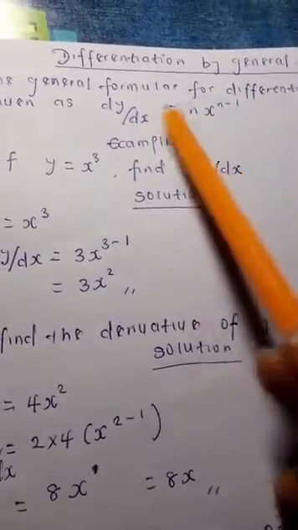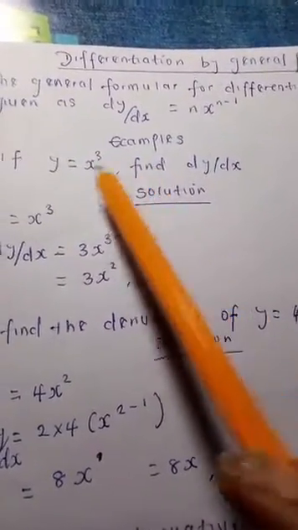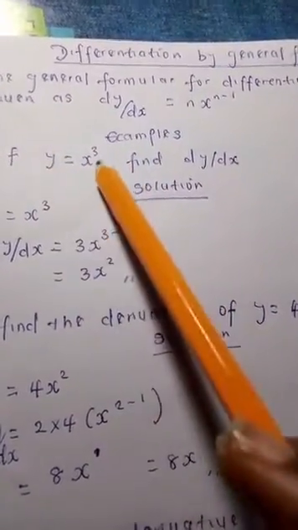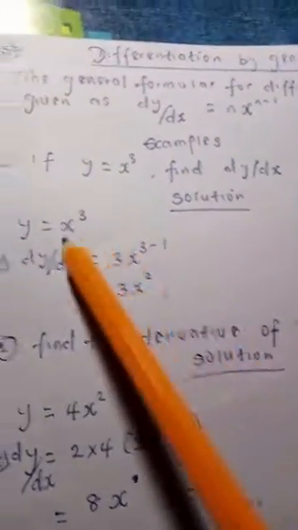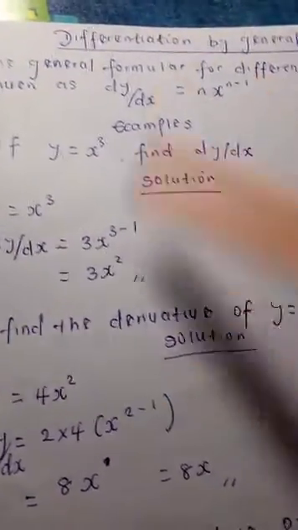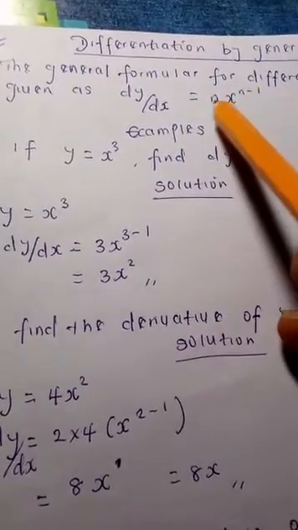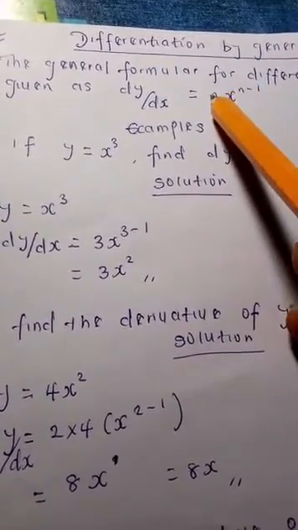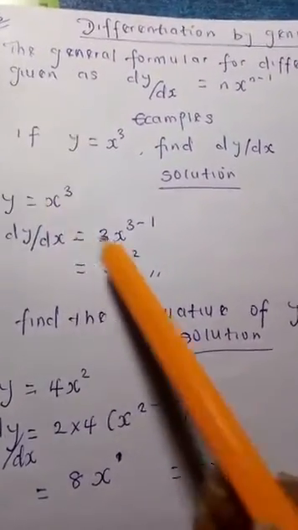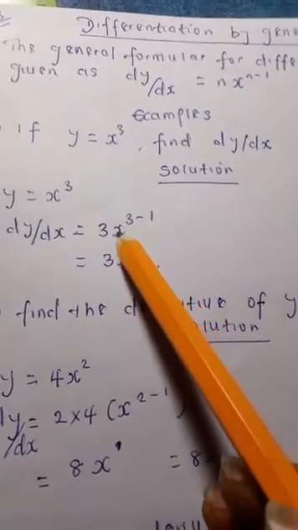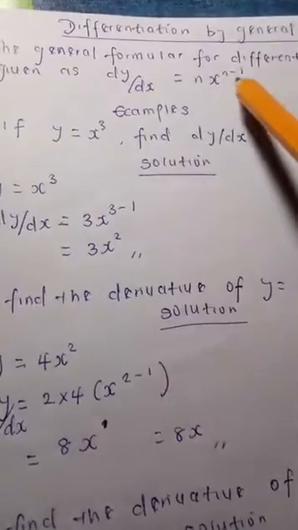This is the formula. So for example, if y equals x raised to power 3, remember we did it from the first principle that time. But now if y equals x raised to power 3, find dy/dx. So we're going to use our formula. The formula says anything raised to power n, n will come down, then n minus 1. So let n come down, it's now 3, times x raised to 3 minus 1, because we are using the formula.